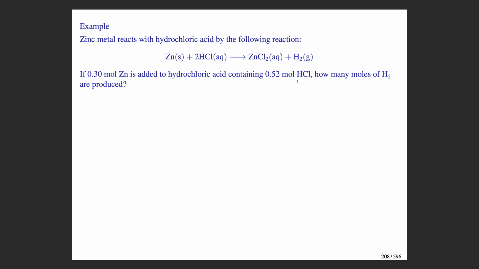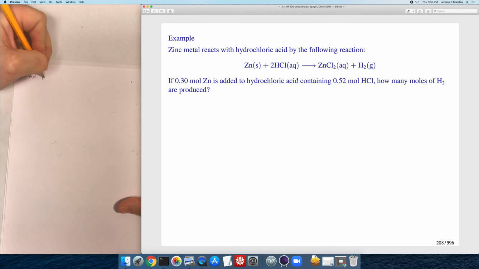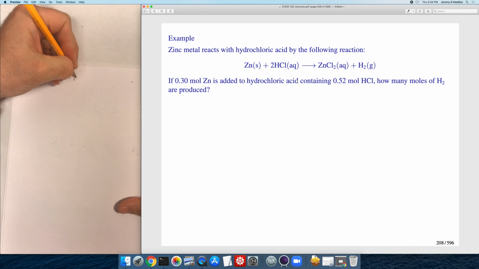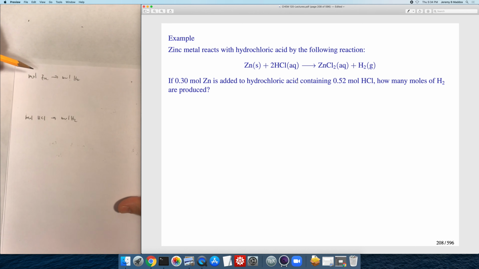What we're going to do is we're going to take the moles of zinc, and we are going to convert that to moles of hydrogen that can be produced. And I'm going to put the calculation right here, and then we're going to do a second calculation. We're going to convert moles of HCl to moles of hydrogen, and then we're going to compare those two numbers to see which one is smaller. So let's start with the zinc.